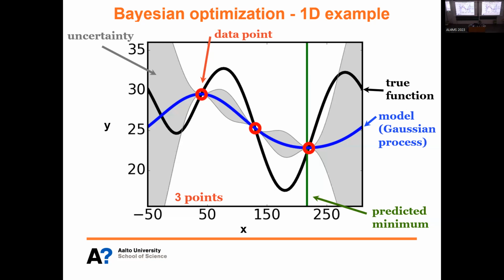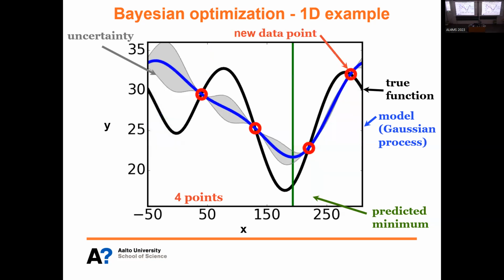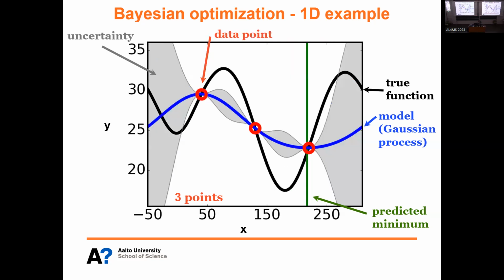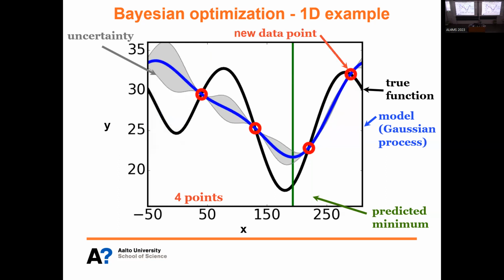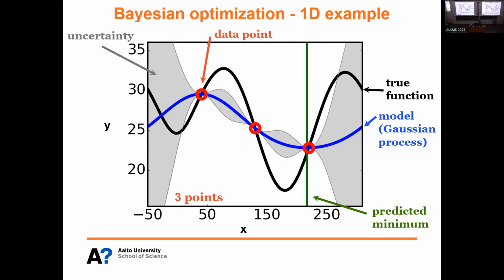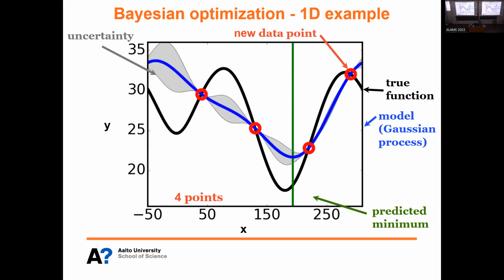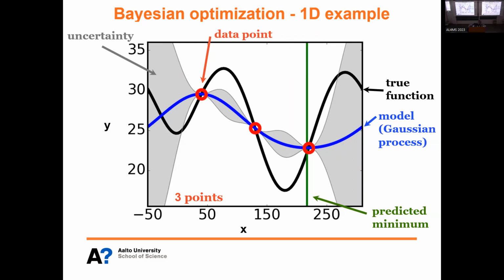At this point, the model says that the minimum, so basically the minimum of the mean function, is here with the green line. Right, and then we are sampling another point from the right-hand side of the graph. So if you compare, the uncertainty changes and also the model mean changes with this new data point. Also at the same time, the green line, so the prediction.